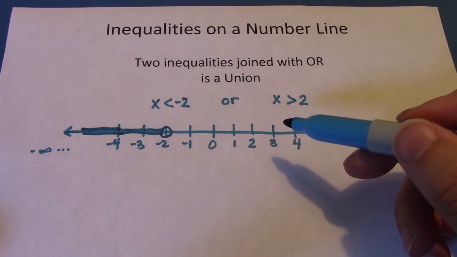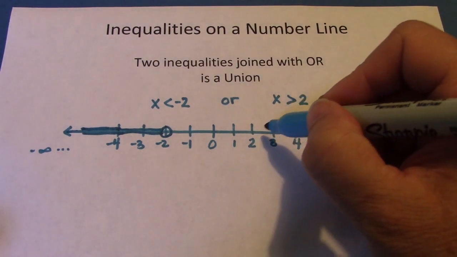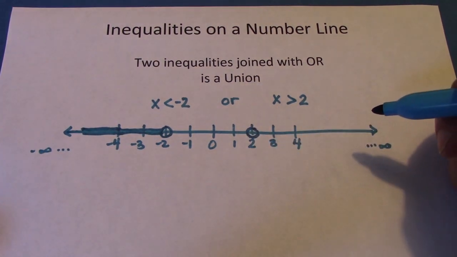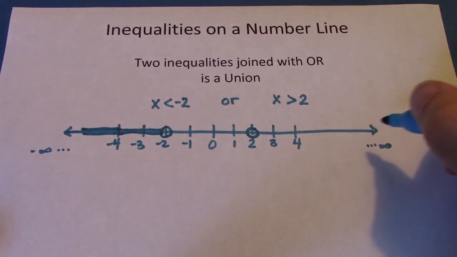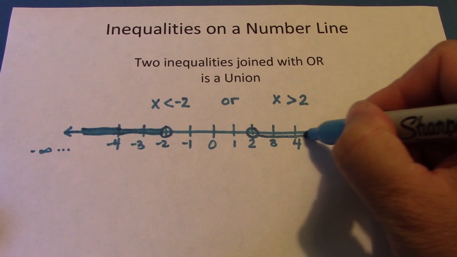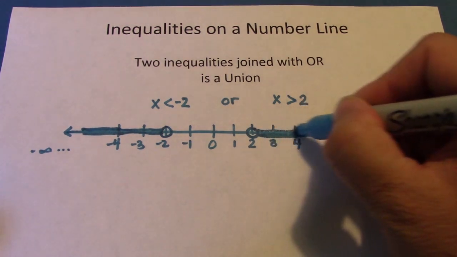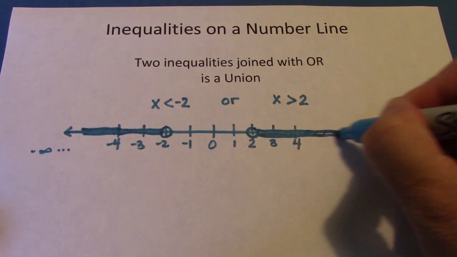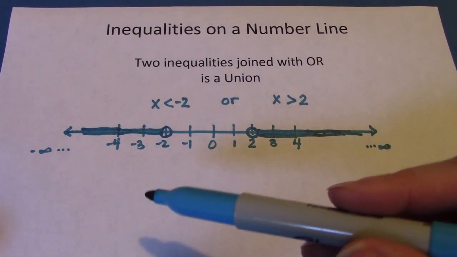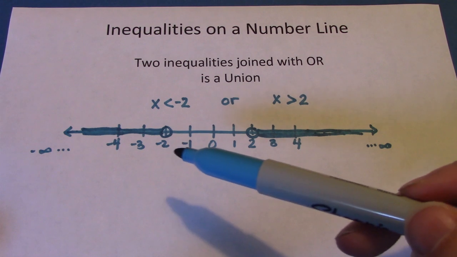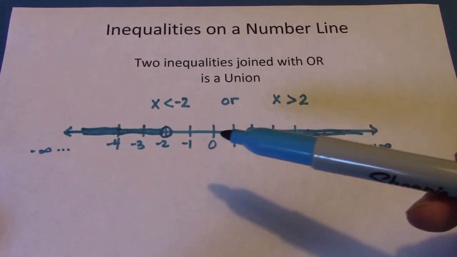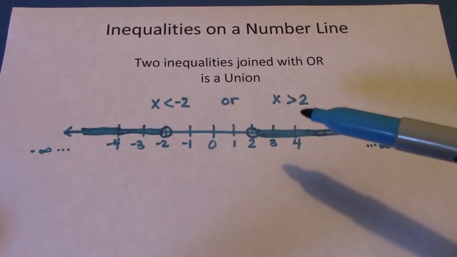Now let's consider this side. x is greater than 2. Again, it can't be equal to, so I'm going to have an open endpoint. And this time my x's, my good values, if you will, are greater than 2. So they shade this way, going towards the arrow. So this is the solution, the whole solution. Any value in the shaded area, here or here, makes this union true.